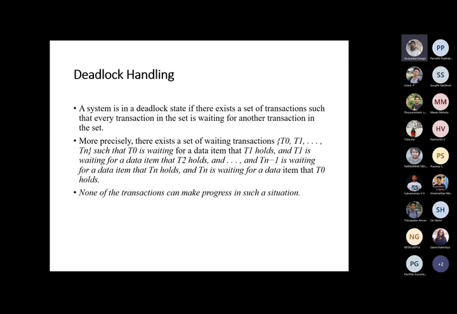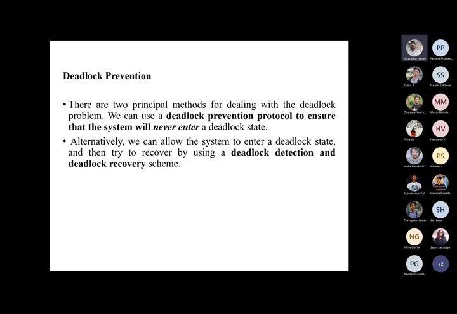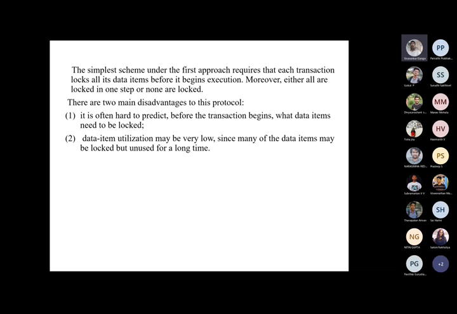Then we say that the transactions are in a deadlock state. So we need to look for algorithms for preventing the deadlock. One method to prevent the deadlock is that whenever a transaction starts its execution, it acquires all the data items at the beginning of its execution. However, the disadvantage in this approach is that it's very difficult to predict the data items that are needed in advance before the beginning of the transaction. And again, data item utilization may be very low, since in this case many data items may be locked but may not be used for a very long time.